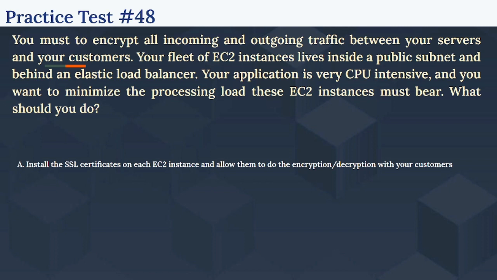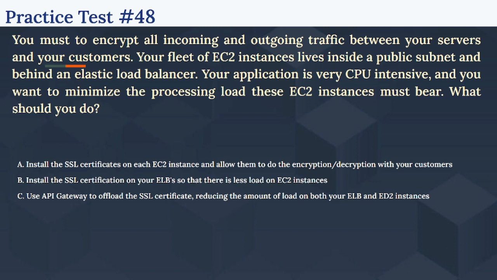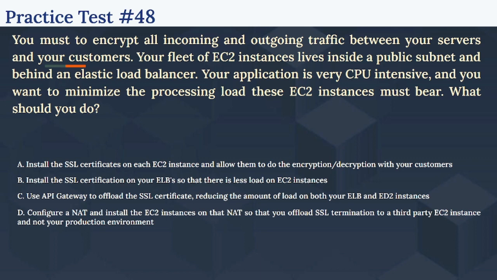So the options are: Option A, install the SSL certificates on each EC2 instance and allow them to do the encryption-decryption with your customers. Option B, install the SSL certification on your ELBs so that there is less load on EC2 instances. Option C, use API Gateway to offload the SSL certificate, reducing the amount of load on both your ELB and EC2 instances. Option D, configure a NAT and install the EC2 instances on that NAT so that you offload SSL termination to a third-party EC2 instance and not your production environment. Please select your answer in the next 5 seconds.